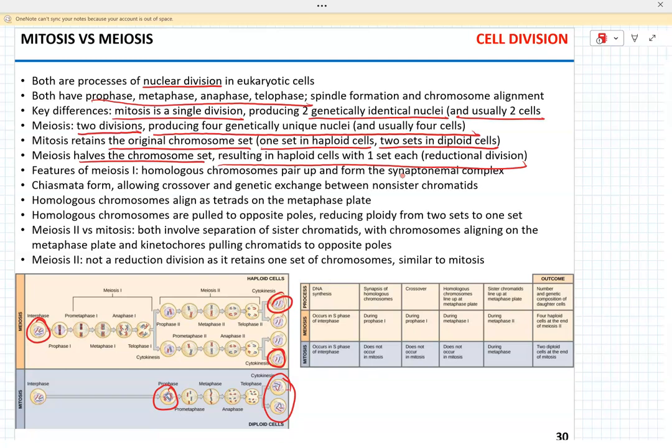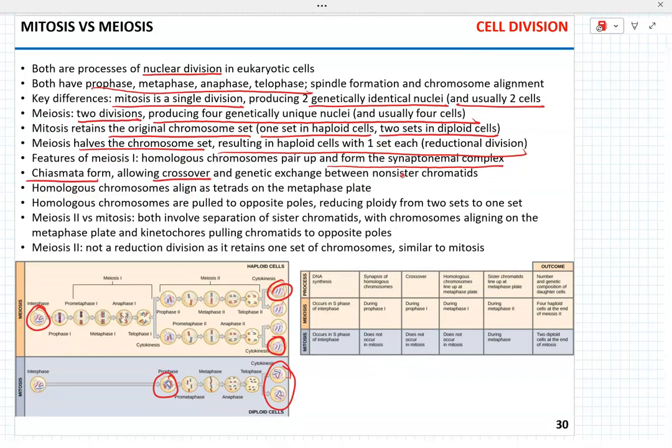For instance, formation of synaptonemal complex, chiasmata, and crossover, which essentially facilitates the genetic exchange between homologous non-sister chromatids. Now, during meiosis 1, homologous chromosomes, not chromatids, are pulled to opposite poles, which reduces the ploidy of a cell from 2 sets to 1.